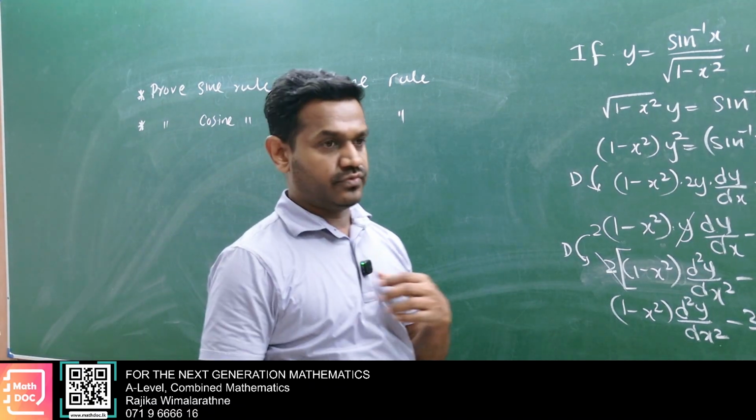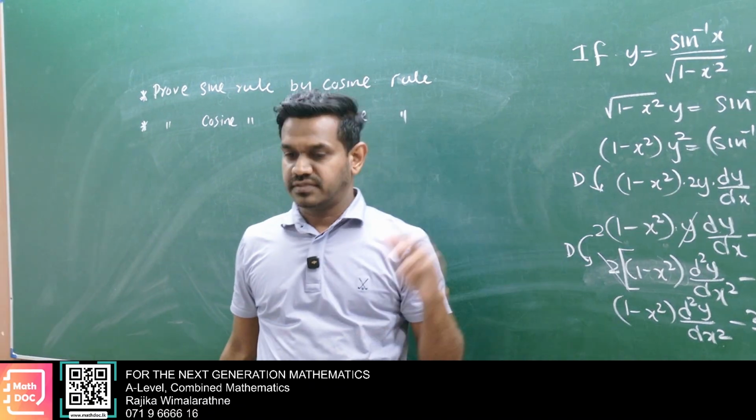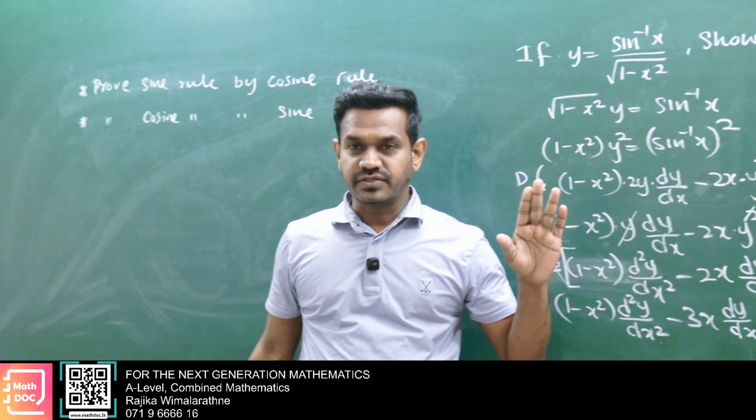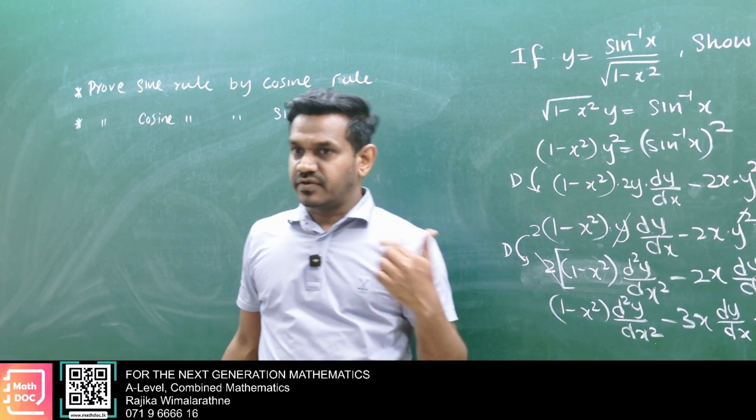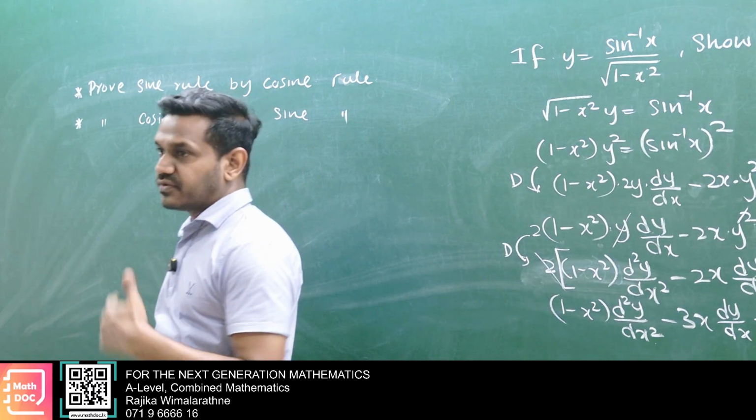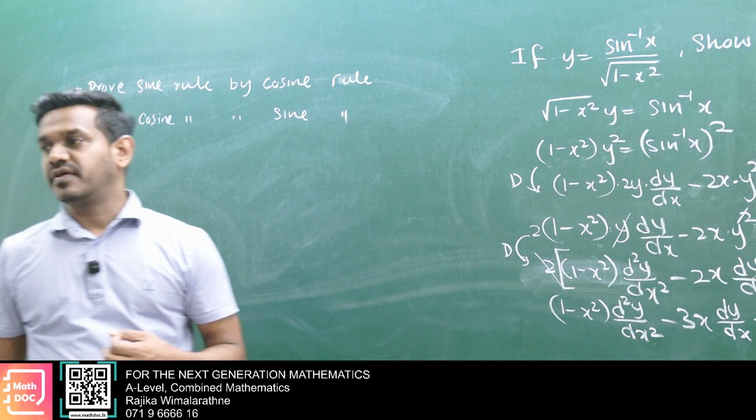This is a somewhat special proof. So when proving sine rule by cosine rule, you can take the cosine rule directly. When you prove the cosine rule by sine rule, you can take the sine rule directly. Okay.